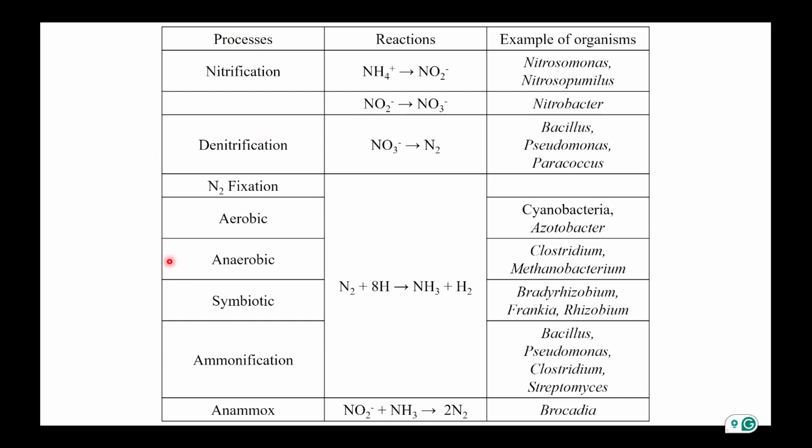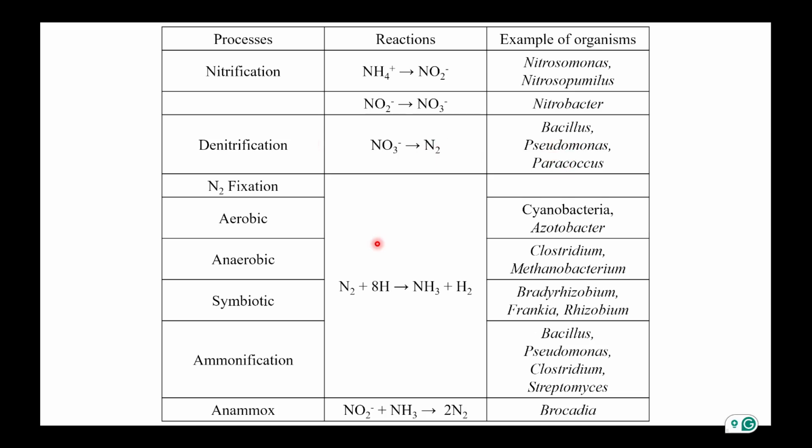So these are the processes of the nitrogen cycle. Nitrification, as I've already talked about, is ammonia to nitrite and then nitrite to nitrate. Ammonia to nitrite can be done by different bacteria: nitrosomonas, nitrosopumilus, and in the previous slide we saw nitrosococcus. All these bacteria are called ammonia oxidizing bacteria. Then nitrite to nitrate is done by nitrobacter mainly. Then the denitrification process, where nitrate is converted back to nitrogen that goes into the atmosphere, is carried out by bacillus, pseudomonas and paracoccus.